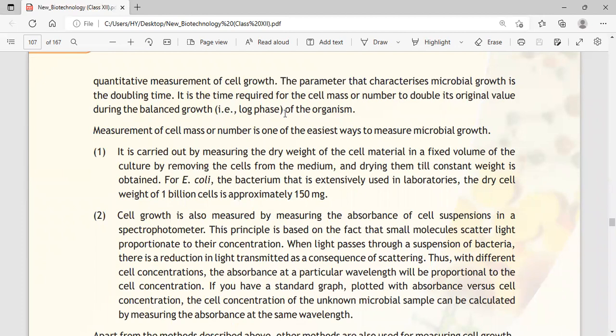And the measurement of the cell mass or the number is one of the easiest ways to measure microbial growth. It is carried out by measuring the dry weight of the cell material in a fixed volume of the culture by removing the cells from the medium.